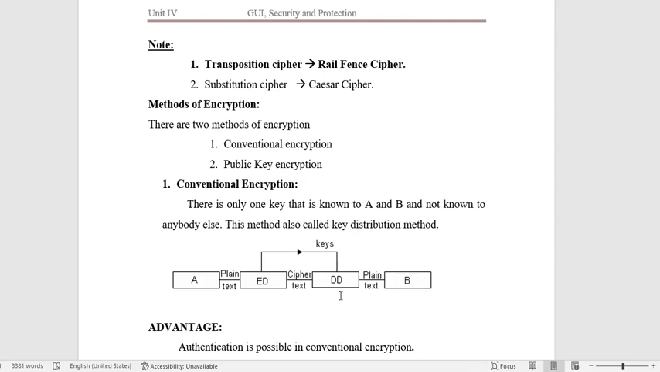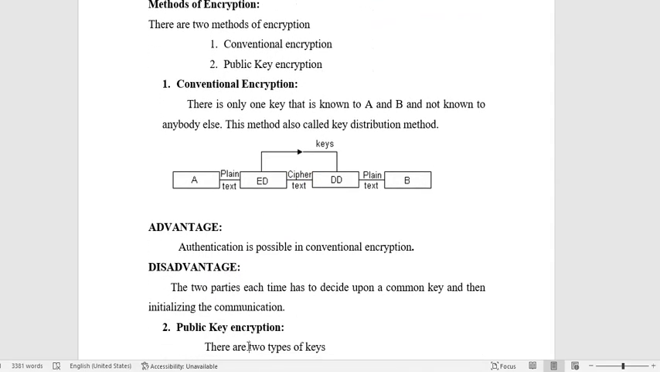This method is also called the key distribution method. So the advantage is that authentication is possible in conventional encryption. Then what is the disadvantage of this method? Whenever we want to talk between two parties, each time we have to decide upon a common key. So whenever there is a communication, we have to decide a key and only then start. That is the drawback of conventional encryption.